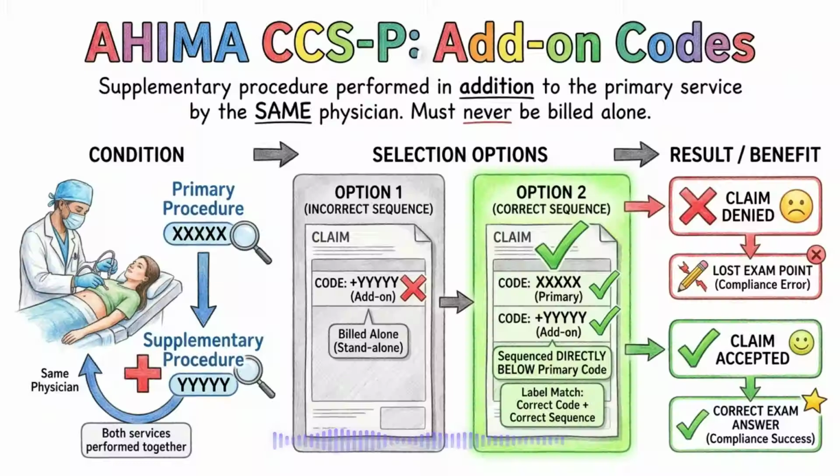One of the most important symbols is the plus sign, which designates an add-on code. Add-on codes represent supplementary procedures that are performed in addition to the primary service by the same physician. By definition, an add-on code can never be billed by itself as a standalone procedure, and it must always be sequenced on the claim directly underneath its associated primary code. Using an add-on code as a primary service is a major compliance error that will result in an immediate claim denial and a lost point on your certification test.